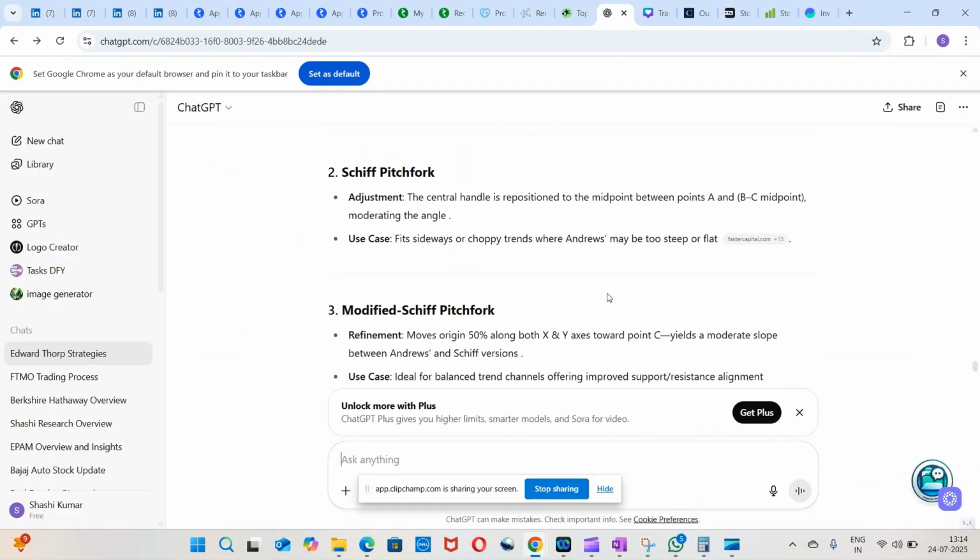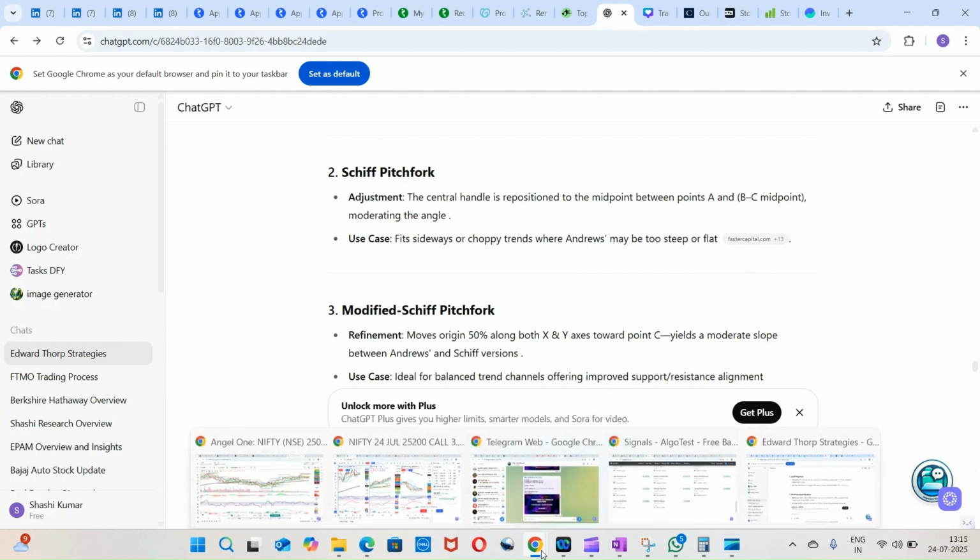The next thing is the Schiff pitchfork. The adjustment in this pitchfork is that the central handle is repositioned to the midpoint between A and the BC midpoint. We are putting low, then high, then low, right? So here you'll put low, same A, but the central handle is between B and C. So the midpoint you will keep between B and C here. And what does it help us with? It fits sideways and choppy trends, where Andrews may be too steep or flat. So the Schiff pitchfork will help you in choppy trends.